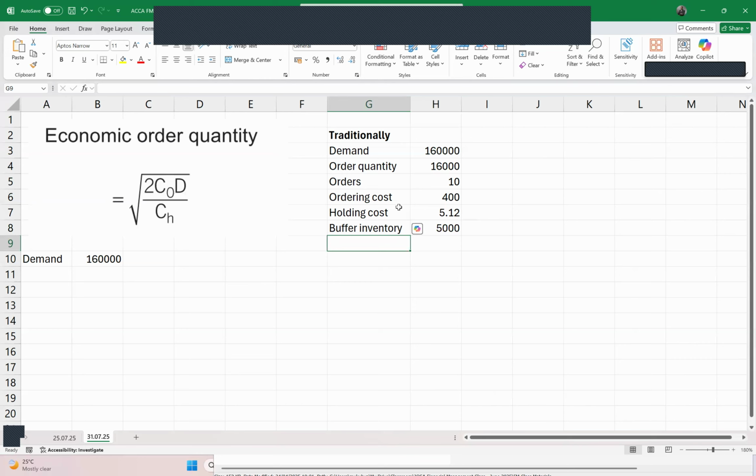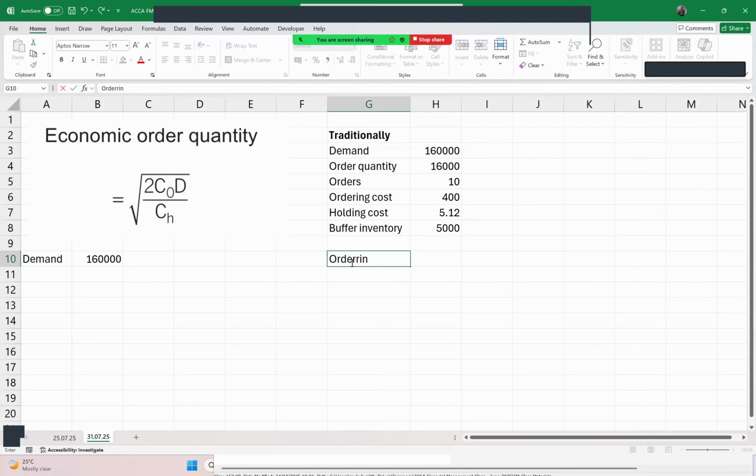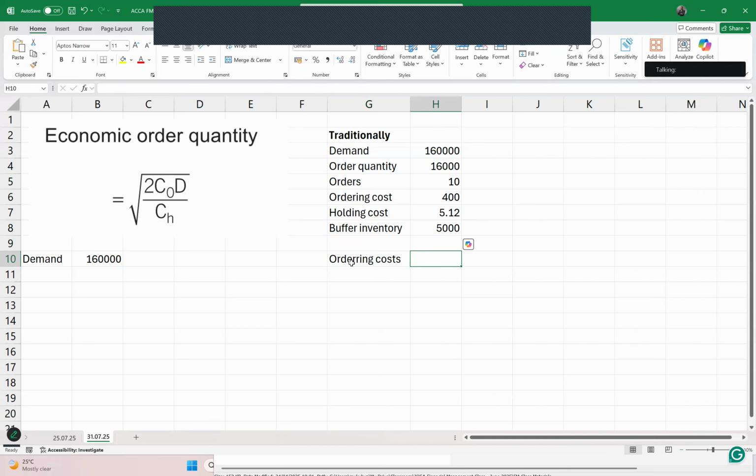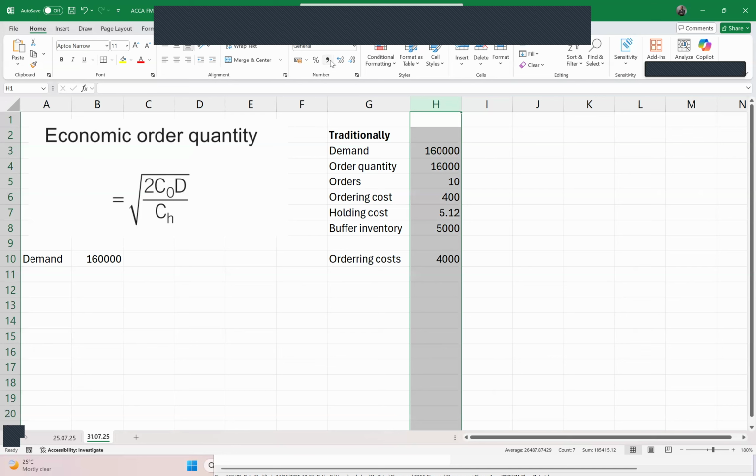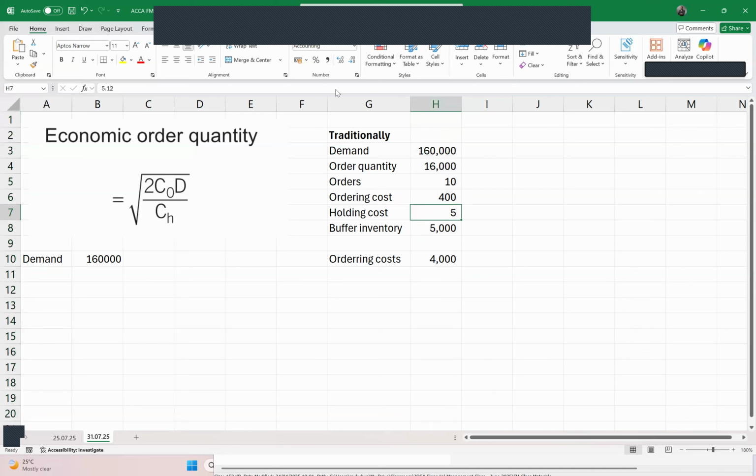So now this is ordering cost per order, holding cost per unit per year. So now we can have the real costs. Ordering costs: if you're ordering for 400, just multiply that by the orders. That gives you 4,000. So if you're incurring 4,000 on ordering, then what about holding costs?